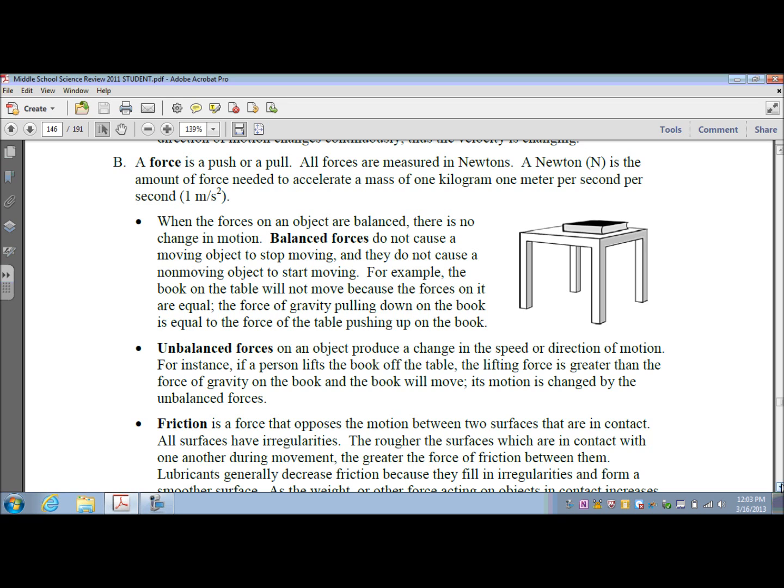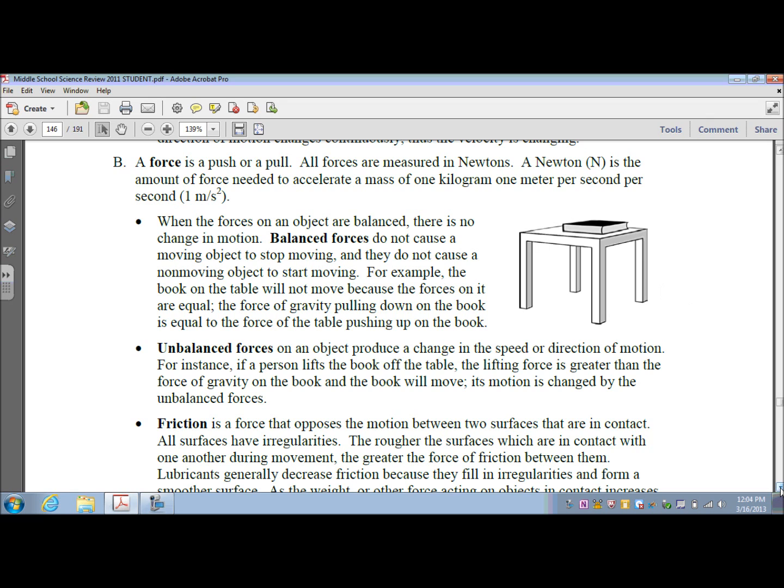When the forces on an object are balanced, there is no change in motion. Balanced forces do not cause a moving object to stop moving, and they do not cause a non-moving object to start moving. For example, the book on the table to the right will not move because the forces are equal. The force of gravity pulling down on the book is equal to the force of the table pushing up on the book. So this is an example of balanced forces.